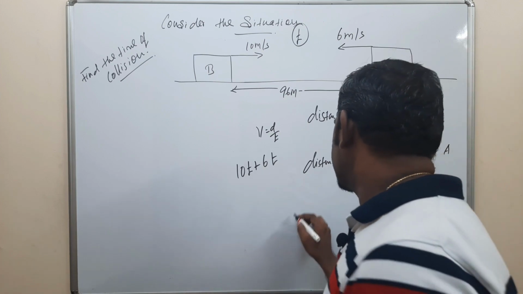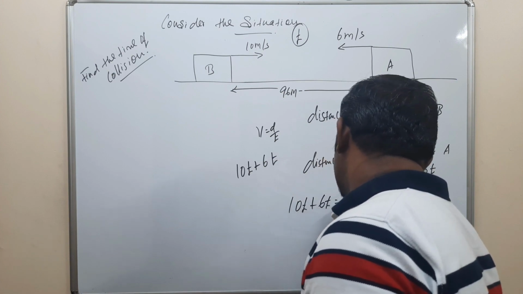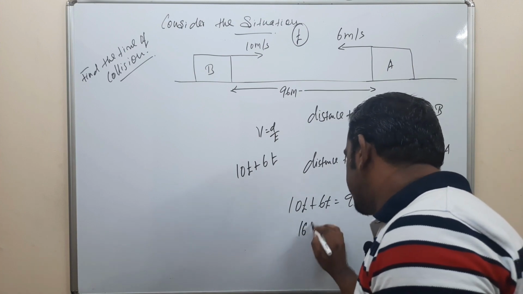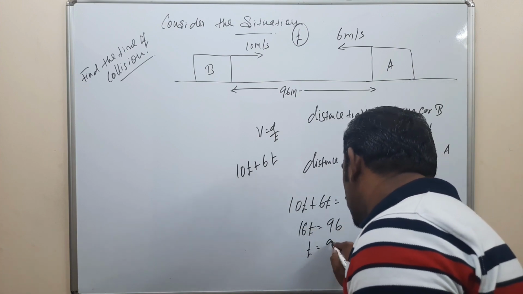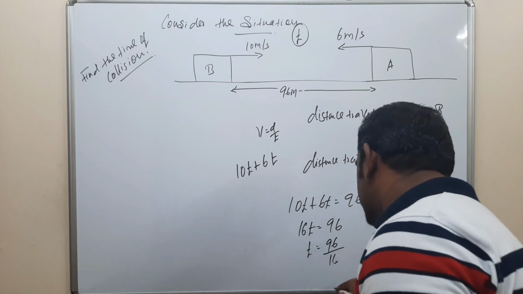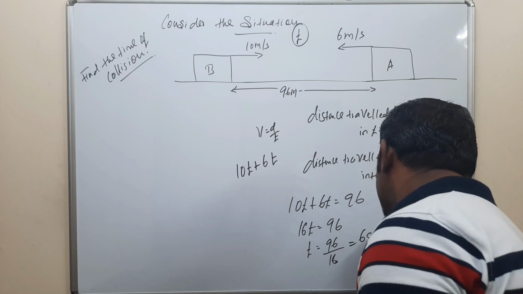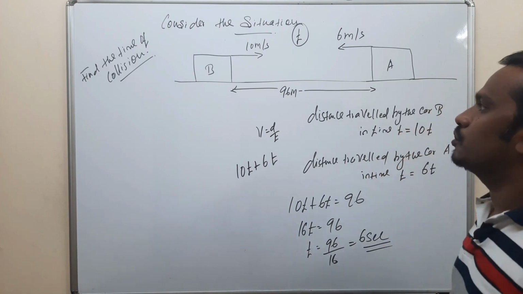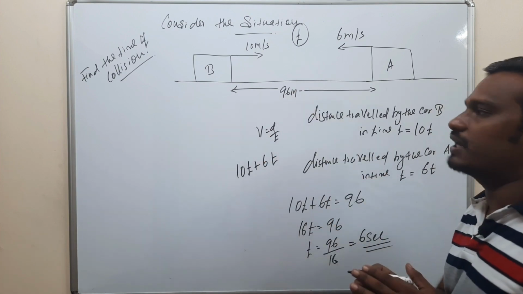So that is the condition. So 10t plus 60 is equal to 96. Okay, that is 16t is equal to 96. So t is equal to 96 by 16, that's equal to 6 seconds. Okay, 6 seconds. So we consider that after time t, the two cars will collide with each other.